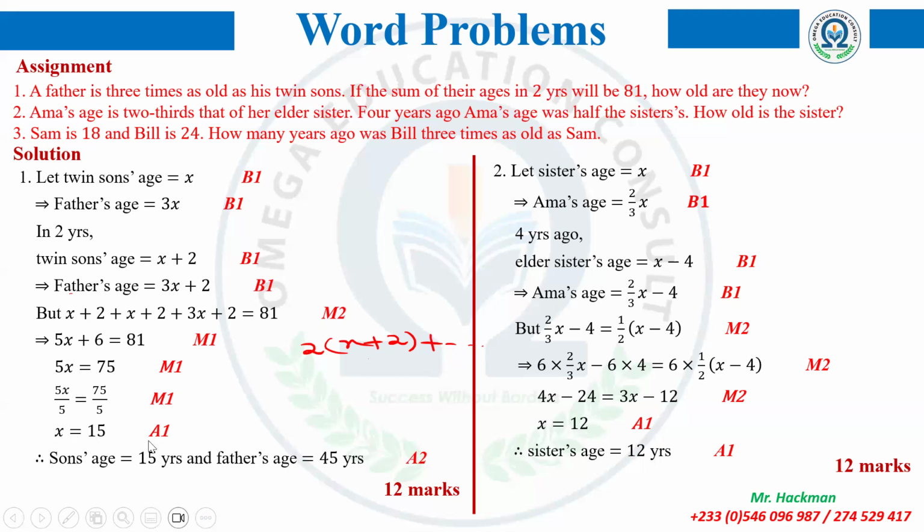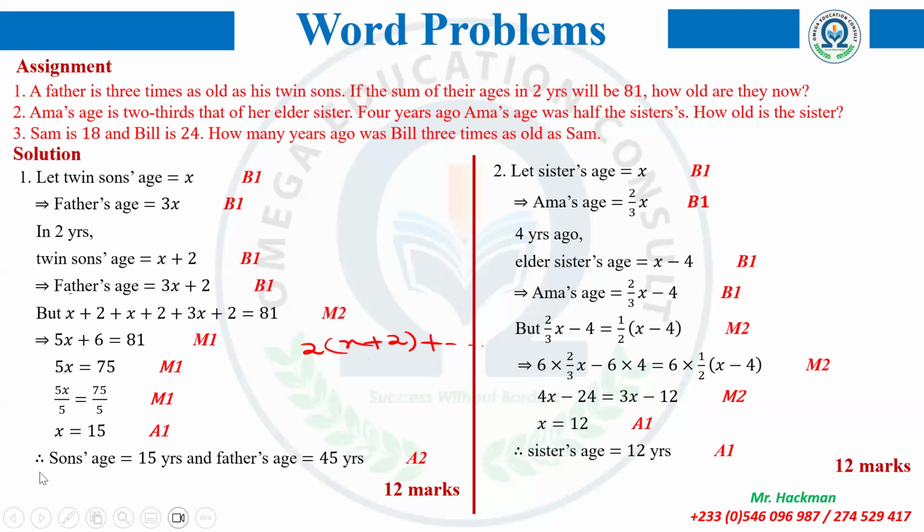Please, you cannot conclude with x. So those of you who said therefore x is equal to 15, no, we cannot. Remember, we don't conclude with what we introduce in math. So at this point, what does the question ask us to find? The question asks us to find how old they are now. So how old the twin sons will be and the father will be.